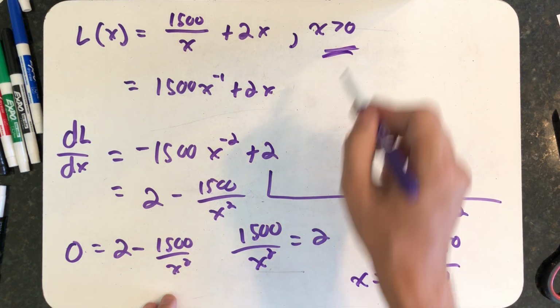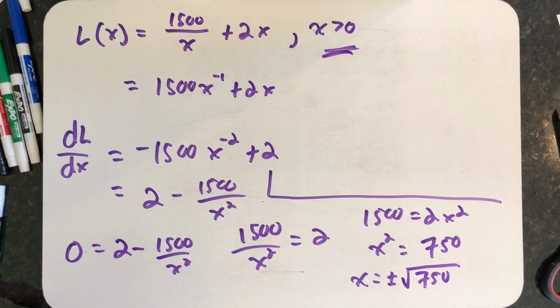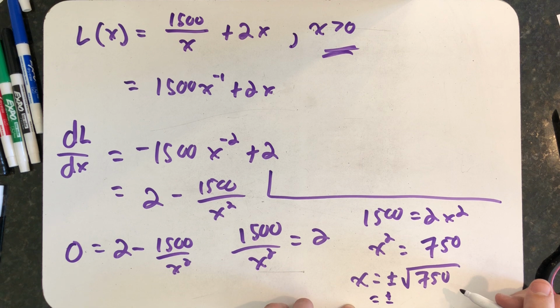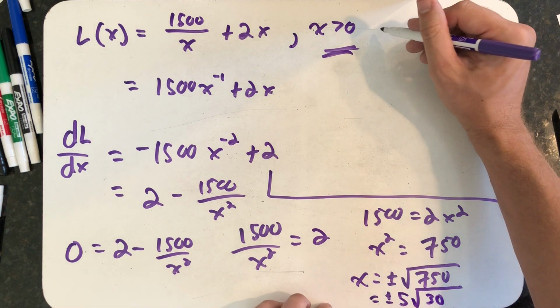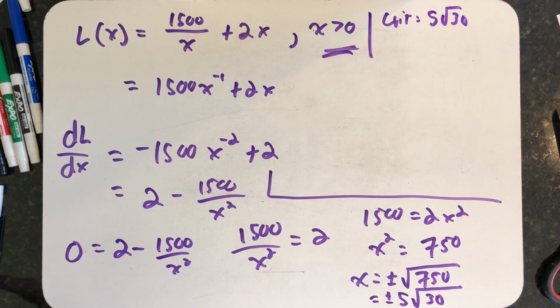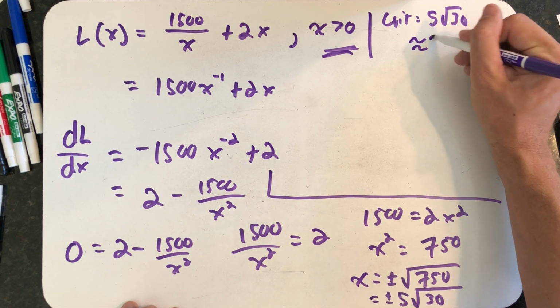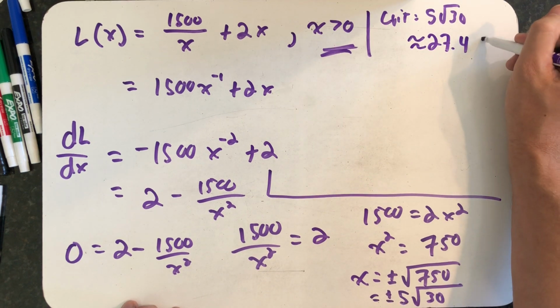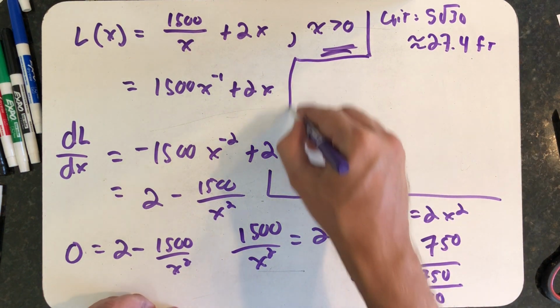Of course, we know that x has to be positive. And so I'm going to go on and simplify under that radical. Plus or minus, and let's see, 750 is 25 times 30, so 5 times the square root of 30. And so my critical point is 5 root 30, which is about 27.4 feet.